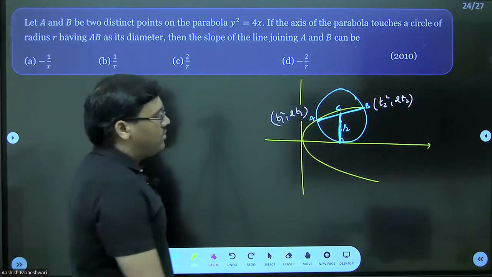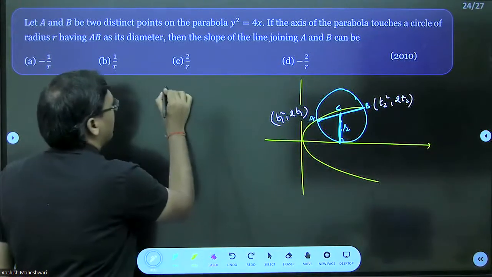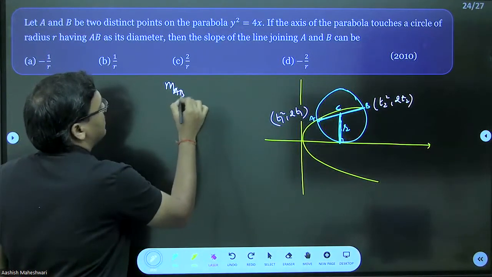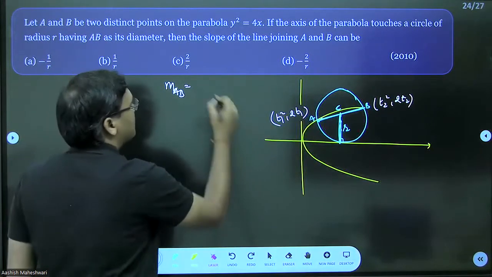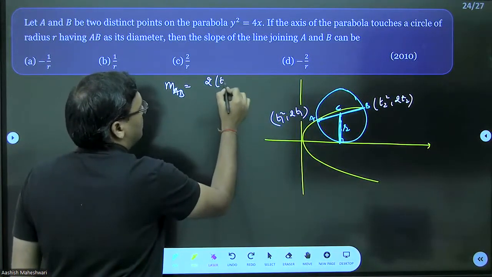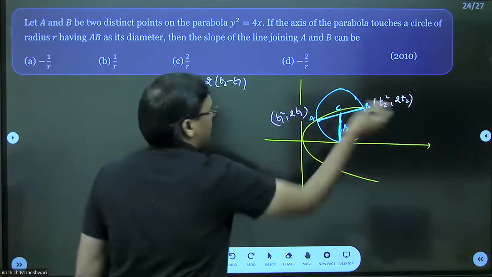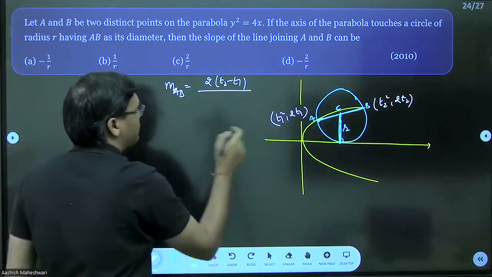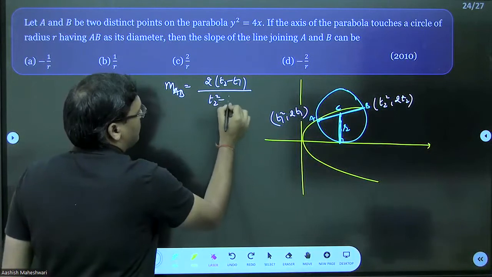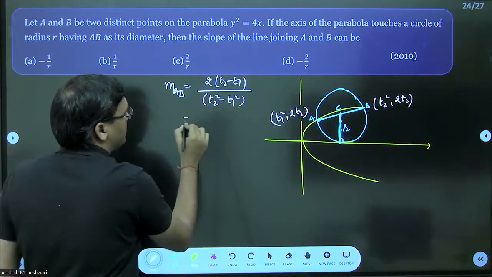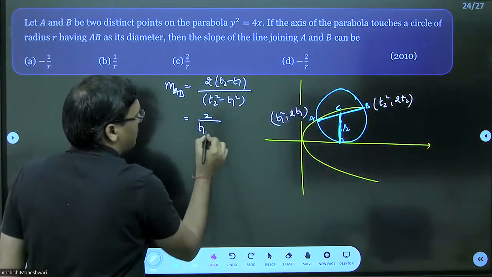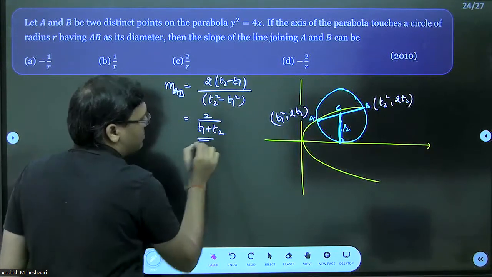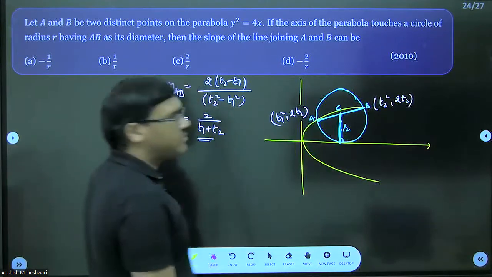Now you can see here, हमको slope find करना है. What is the slope of AB? Correct? Line joining AB. So this is y2 minus y1 upon x2 minus x1. This is 2 times t2 minus t1, upon t2 square minus t1 square. So you can say this is 2 upon t1 plus t2.